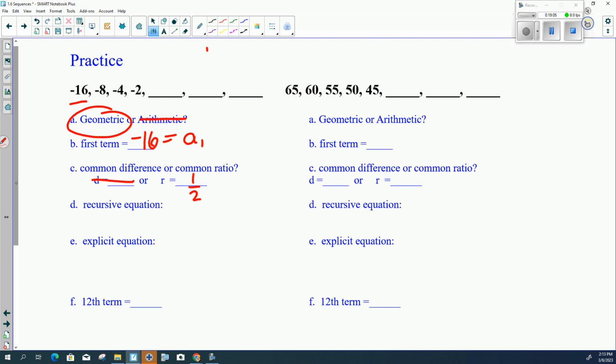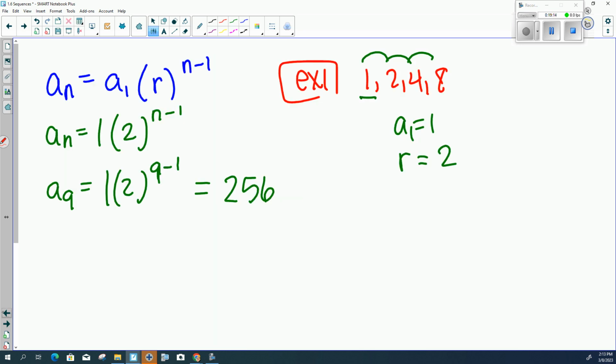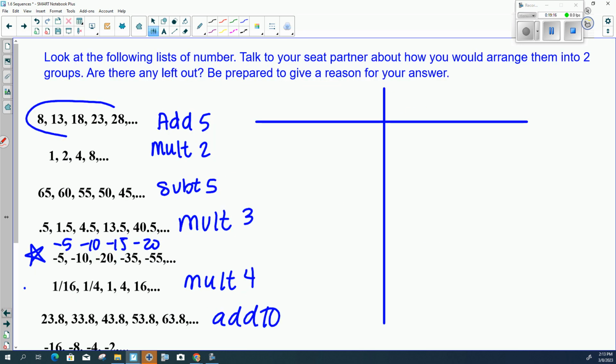Sorry, what was the common difference and common ratio? So if this was adding, like this one, the common difference is 5, because it was adding 5. This one is multiplying, so it's a common ratio. This was subtracting, so the common difference was negative 5. So if it's multiplying or dividing, it's a common ratio. If it's adding or subtracting, it's called a common difference.